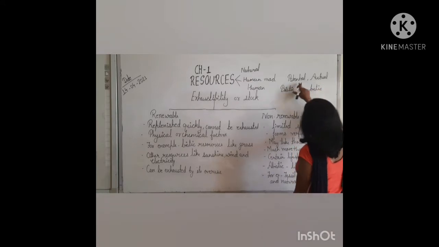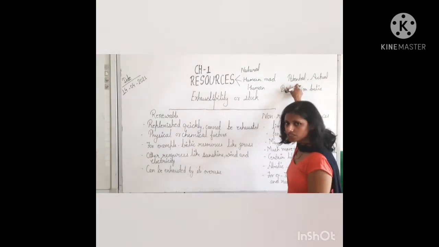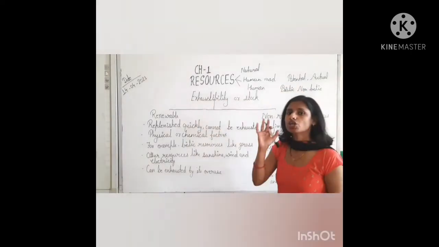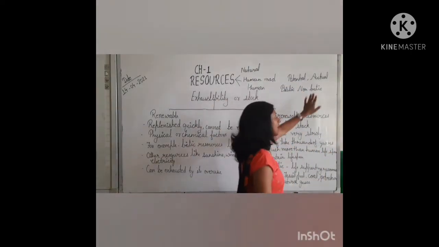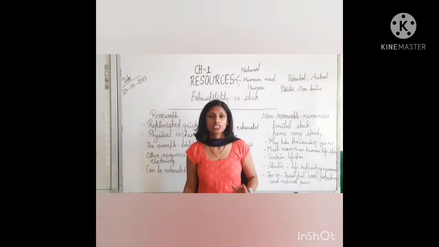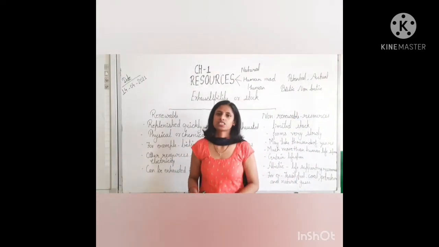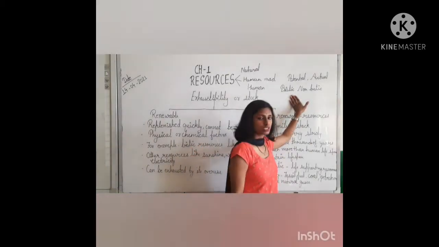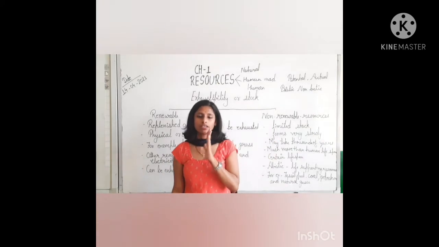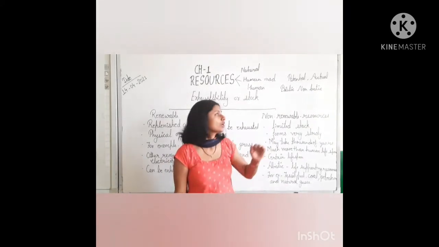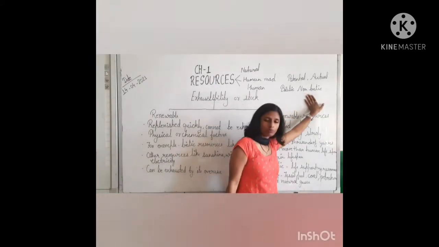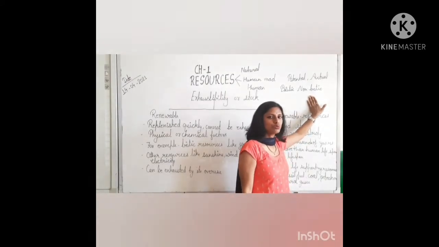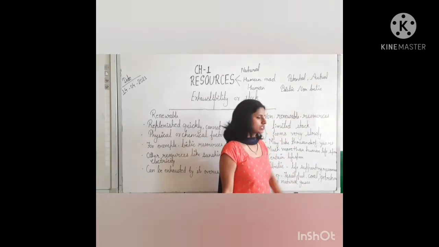Let's understand these terms as well. Potential resources are the resources that are not being used at present, and actual resources are the resources that are actually present in nature. Biotic resources are the resources that refer to living beings, and non-biotic resources are the resources that refer to non-living elements.